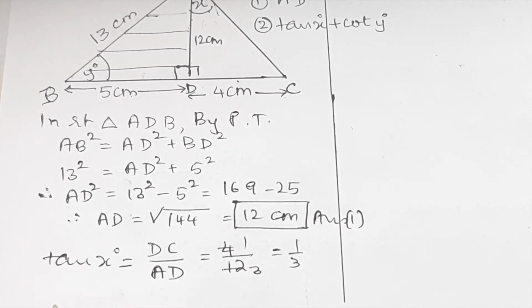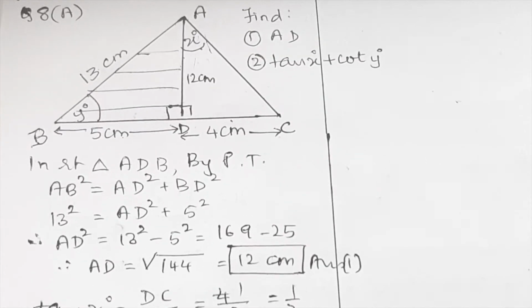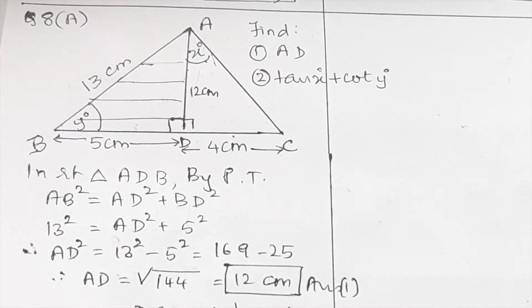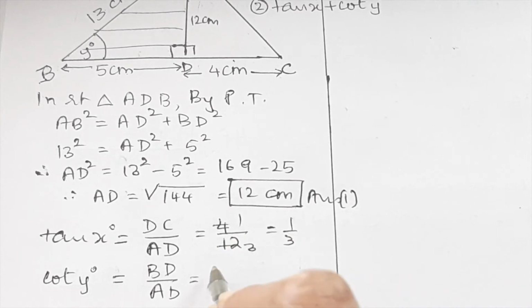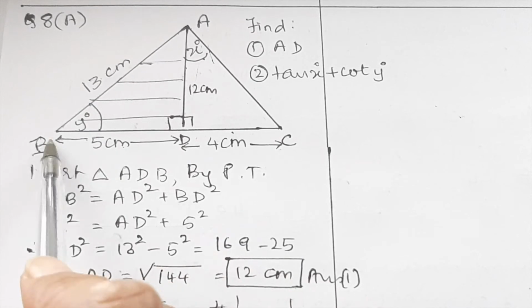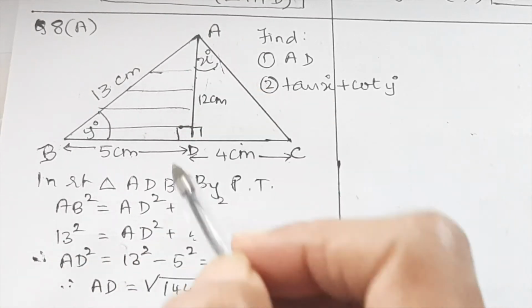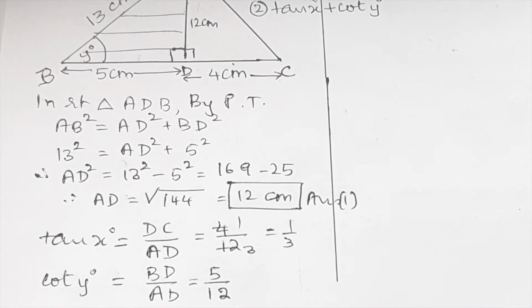Then we will look at cot y. Now cot y degrees is equal to, for y we have to take this triangle ABD. Y will have tan equal to AD upon BD. So cot will be BD upon AD. BD is 5 and AD is 12. 5 upon 12. Okay, that is your cot y.